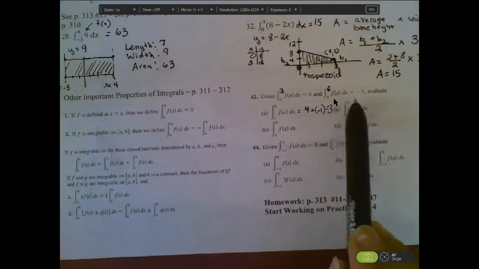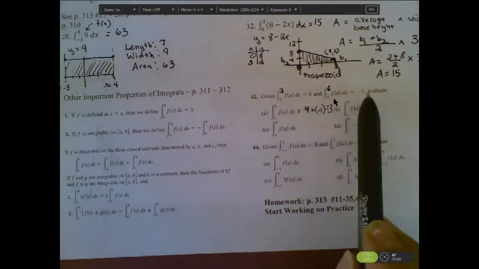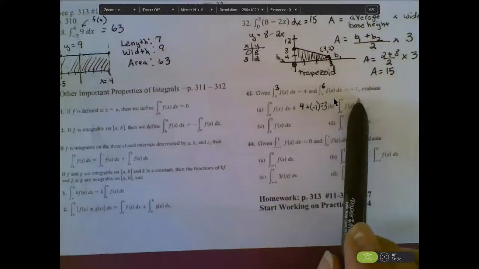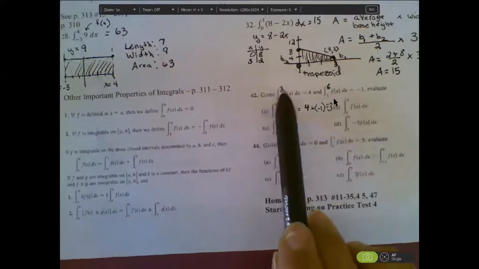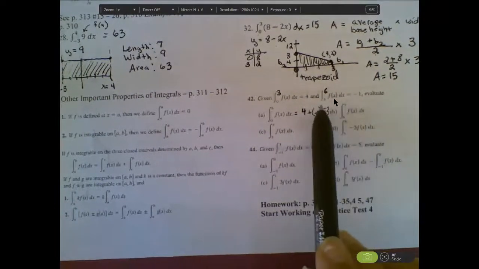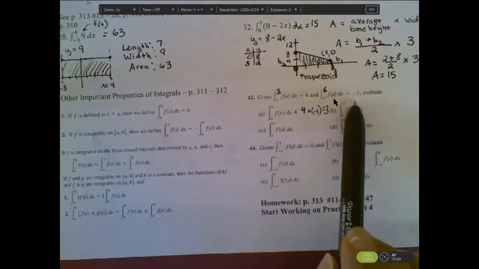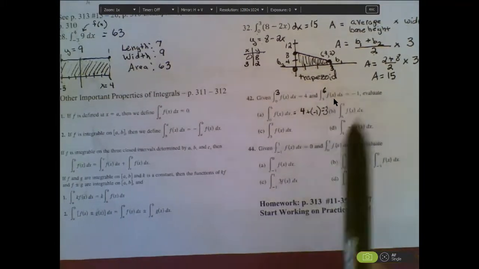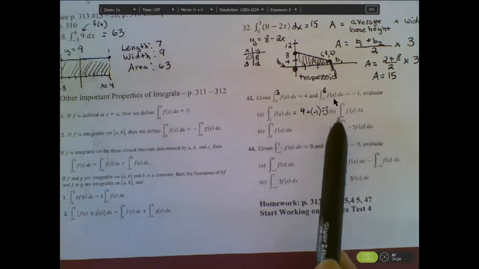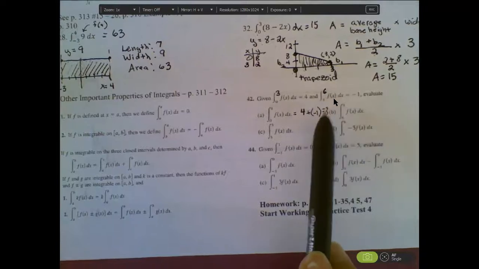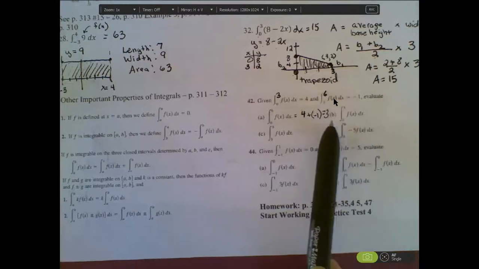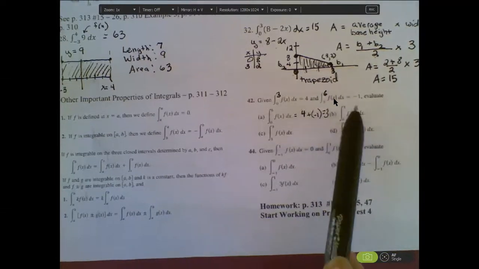Now, the fact that the integral from 3 to 6 has a negative value tells me this function is below the x-axis from 3 to 6. It's above the x-axis from 0 to 3 because the value of the definite integral is positive, but it's below the x-axis from 3 to 6 because the value of the definite integral is negative. All right, the B part says find the definite integral from 6 to 3. Well, if we know the definite integral from 3 to 6 is -1, what's the value of the definite integral from 6 to 3?